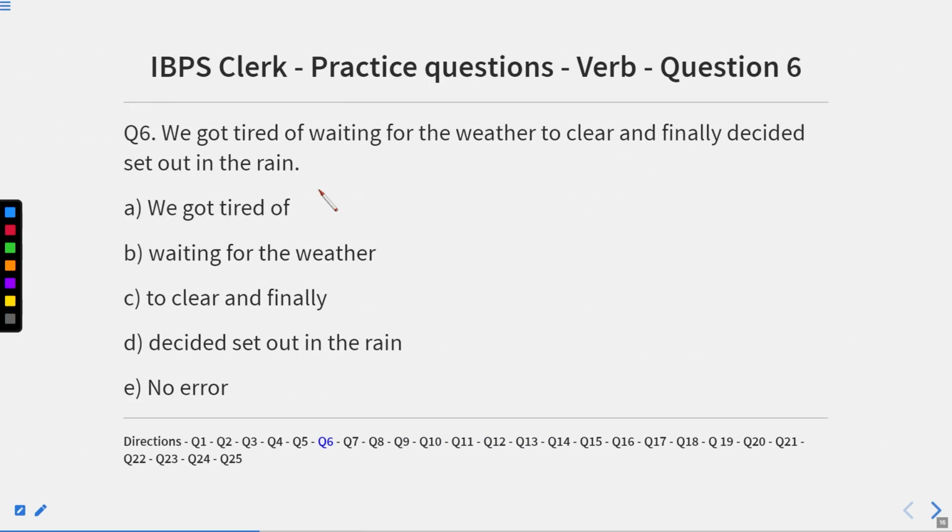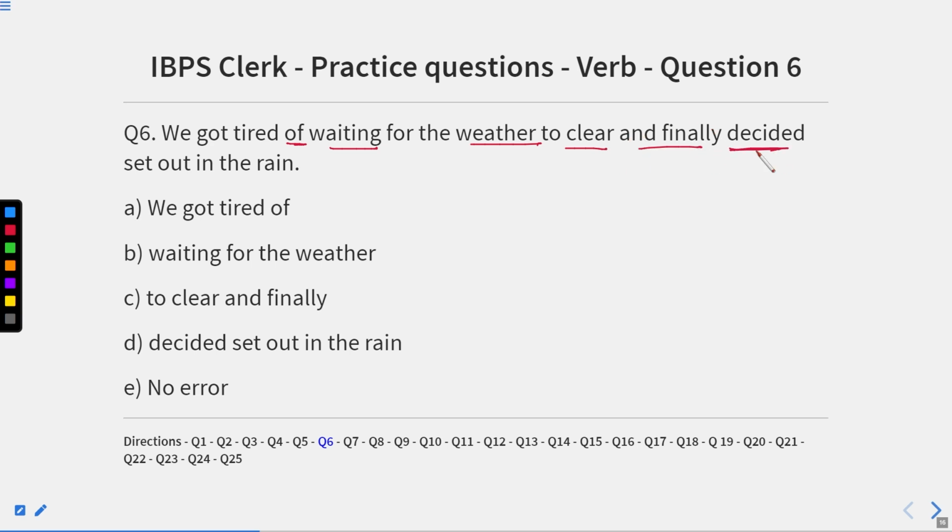Now let us move to question number 6. We got tired of waiting for the weather to clear and finally decided set out in the rain. Again, as I told you, when we do something to do something, we use infinitives. So here in the sentence, we got tired of waiting. You can see of, that is a preposition. After that, we have the ing form, that is fine. For the weather, for what? For the weather, that is fine, because this is a noun. To clear, so weather to clear, that is also fine.